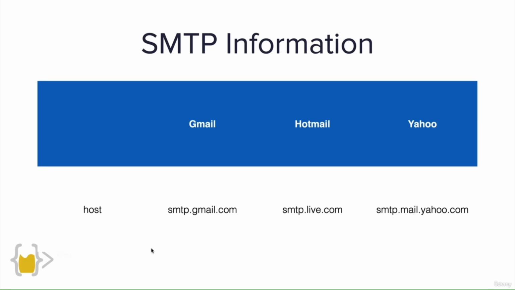But if you have a different email provider, for example, if you're with Hotmail, it's smtp.live.com. And if you're with Yahoo, it's smtp.mail.yahoo.com. And if you're with a completely different email provider, then simply Google your email provider and the SMTP information. You should find an article somewhere that describes a URL that looks something like this.